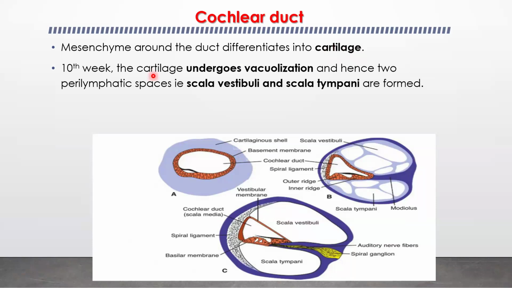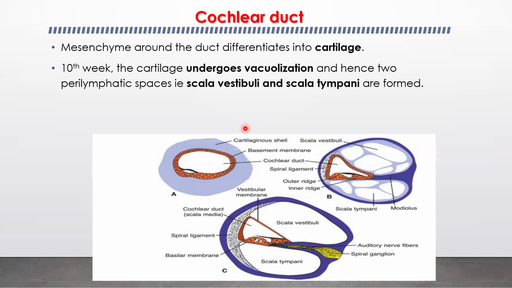In the 10th week, the cartilage undergoes vacuolization and hence forms two perilymphatic spaces, the scala vestibuli and the scala tympani. So remember, histologically, we know that the cochlear duct is divided into three portions. We have the scala vestibuli, you have the cochlear duct, and then you have the scala tympani. So at this point, you can approach it as a developing cartilage. But after this cartilage, you have a bone, the bony labyrinth.